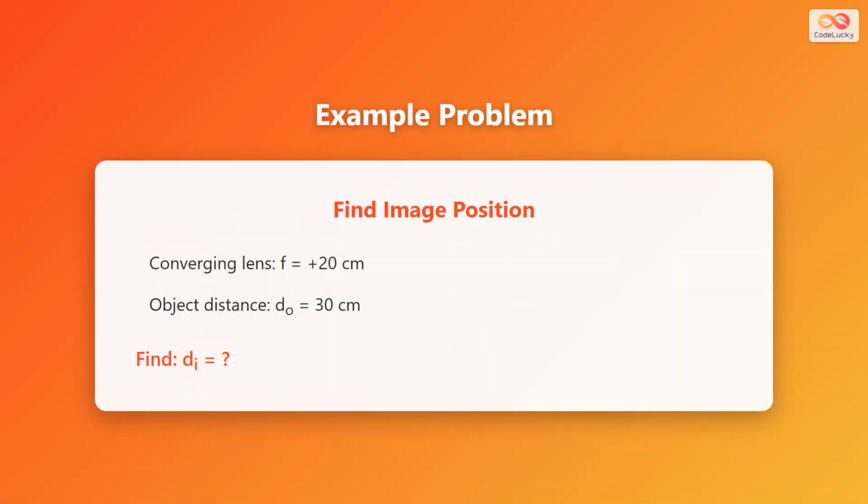Let's work through an example problem. We have a converging lens with a focal length of positive 20 centimeters. An object is placed 30 centimeters from the lens. Our goal is to find the image distance. This is a typical problem you'll encounter when working with lenses.